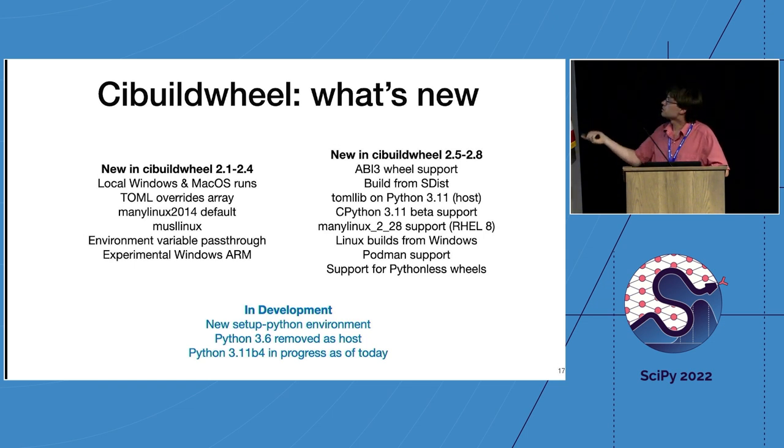And then in the most recent, roughly couple of months or so, we've also added support for building and testing ABI3 wheels, pure Python-less wheels. You can build directly from an sdist now. We support Python 3.11. In fact, in development, the new setup-python environment, which I'll mention in a second, as well as the 1.1.v4, those should come out, I think, later today or tomorrow, something in that range. And then right after that, 3.6 will be removed as a host runner. It's still supported as a target.